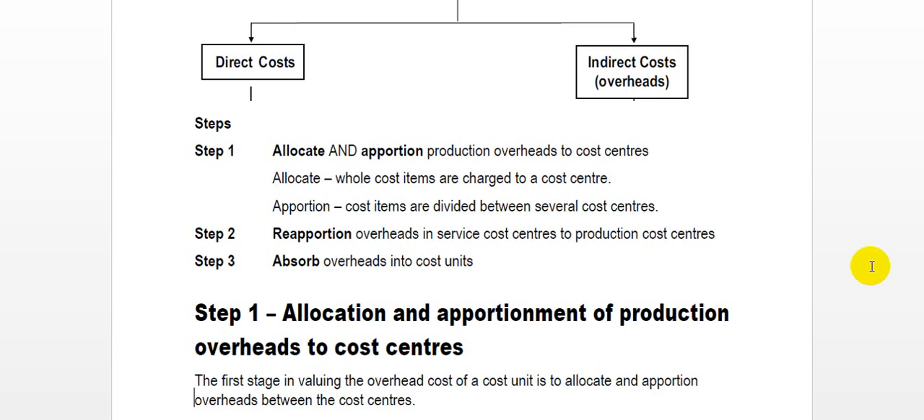Then part 2 of step 1 is to apportion. These are the costs which you cannot directly tie to a particular cost center. So you apportion them by dividing them between the several cost centers within the organization. So you spread them, because you cannot tie the cost to a particular department. Okay, so we're going to spread them. How to apportion them, the question will tell you. Okay, the basis of apportionment. So you find it in the question.